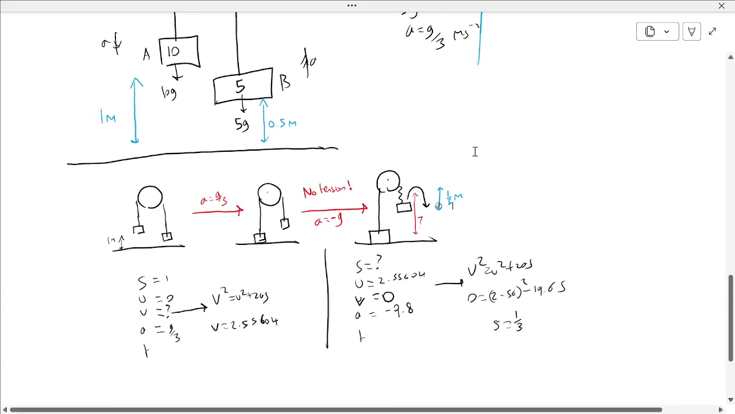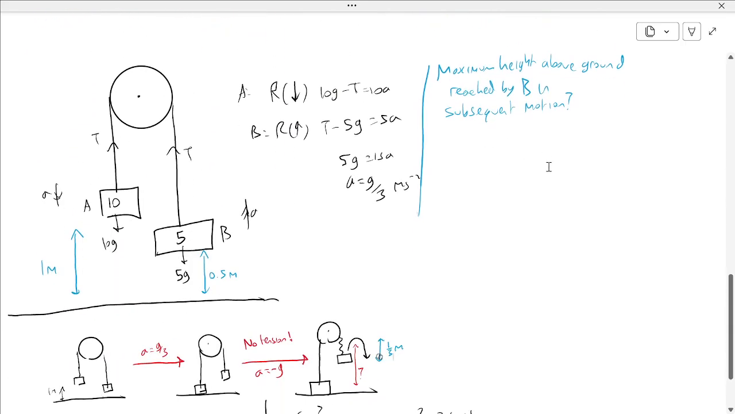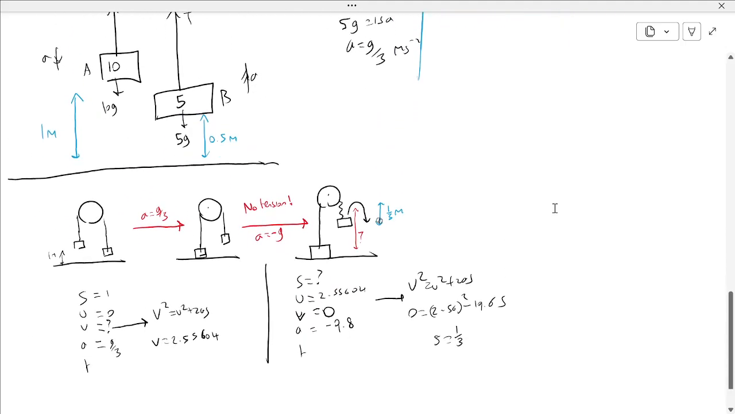Now, final question, how far above the ground does B reach, right? What's the maximum height above ground reached by B? Just adding up all our stuff, right? So B started 0.5 meter above the ground. That's important. During the first SUVAT period, it raised 1 meter, so becoming 1.5 meters above the ground. And then it gained an additional 1/3 of a meter. So I'm going to do 1.5 plus 1/3, and that's some number with a 6 in it.